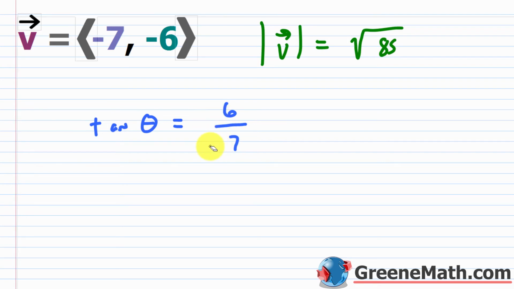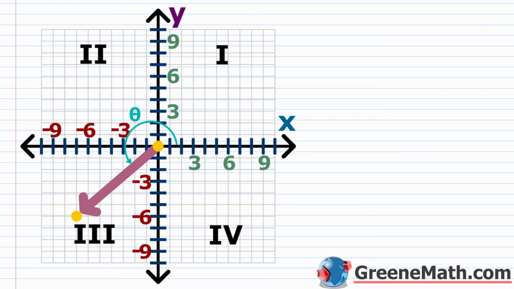Might as well just say this is 6/7. But again, if I do the tangent inverse of this, I'm going to end up with something in quadrant 1. Where is this one at? If I graph it, my initial point is here at 0, 0. My terminal point, I go 7 units to the left and 6 units down. So it's at -7, -6, okay? So if I look at this, I'm going to be in quadrant 3, right? This is the angle theta that I'm trying to find. So I've got to swing all the way around here.